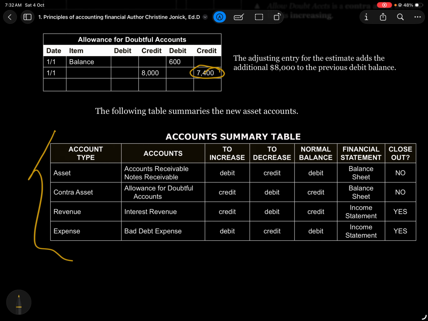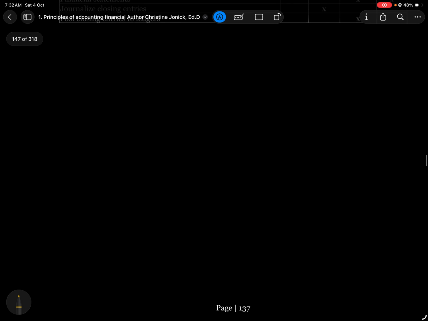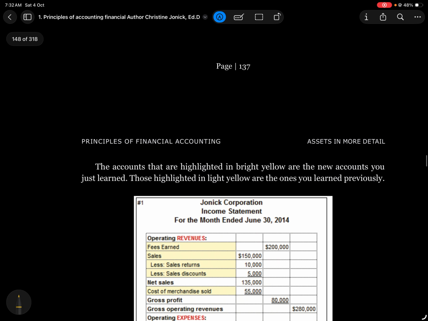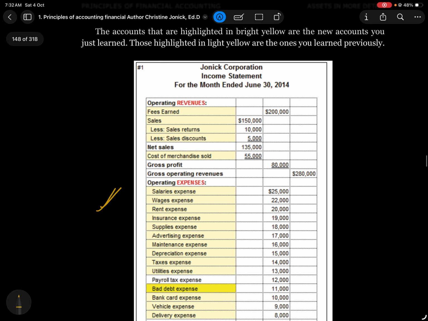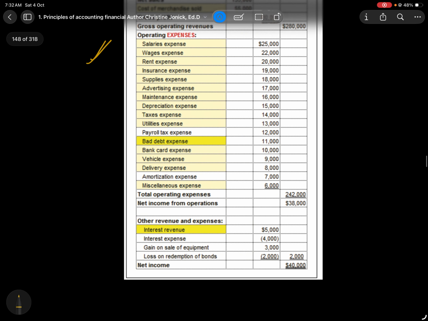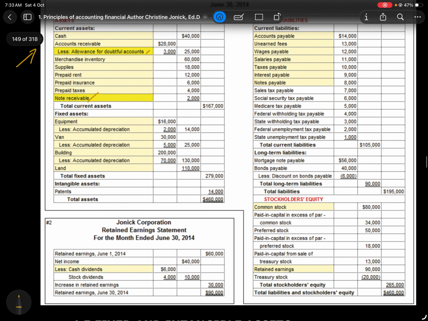So this is just a summary table of what to do. These are the accounts that we have learned. You can definitely review this. Okay, bad debt related expense, interest revenue, and allowance for bad debt, right? I told you this is a contra account, account receivable.